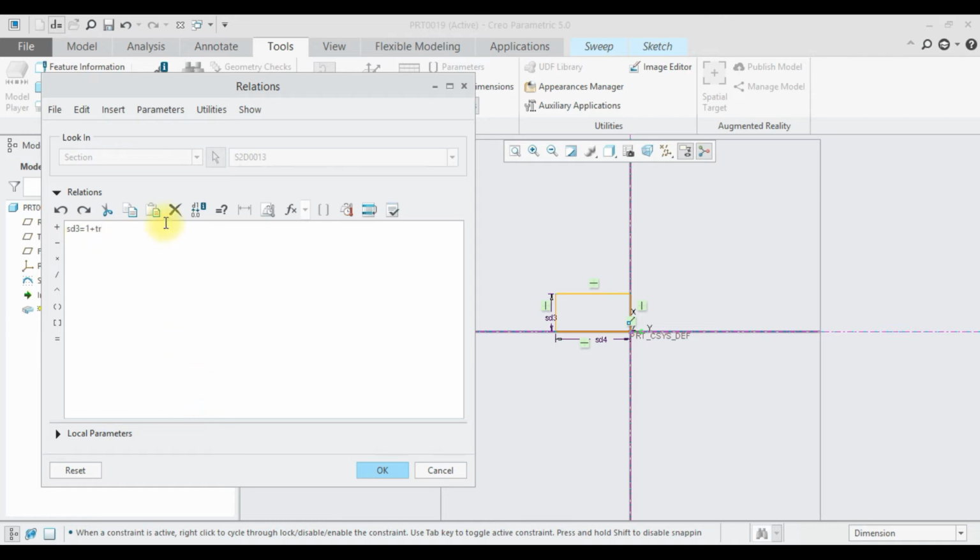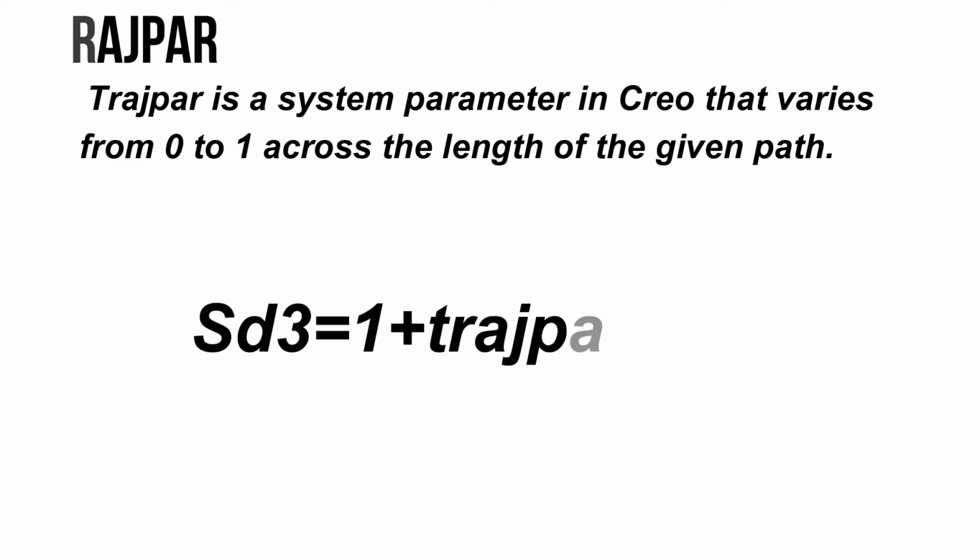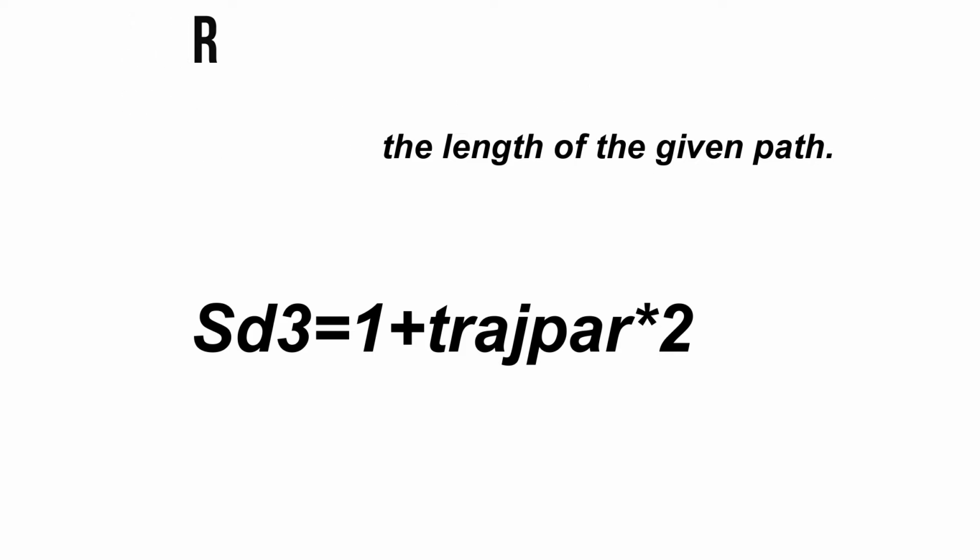I'm going to type a value of 1 plus Trajpar, which stands for the trajectory parameter here, multiplied by 2, and click on OK. And now I'm going to explain how this syntax works. So Trajpar is a system parameter in Creo that varies from 0 to 1 across the length of the given path. So this is my equation here, SD3 equals 1 plus Trajpar multiplied by 2.